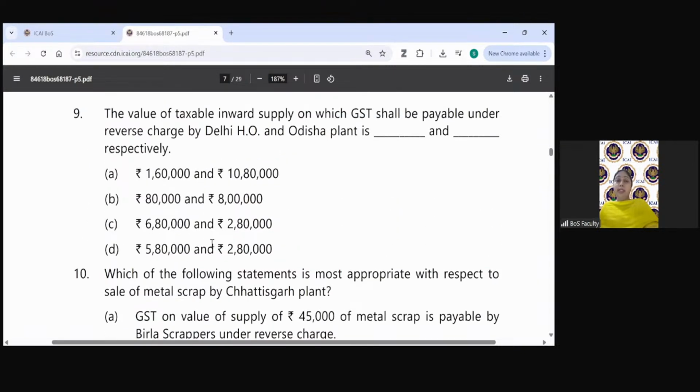Value of taxable inward supply on which GST shall be payable under reverse charge by Delhi HO and Odisha plant. Now, here I am asking for two branches, one HO and one branch. What will be the value of taxable inward supply? And again, tax has to be paid under reverse charge. The options given to you are 1,60,000 and 10,80,000; 80,000 and 8 lakhs; 6,80,000 and 2,80,000; and the last option is 5,80,000 and 2,80,000.